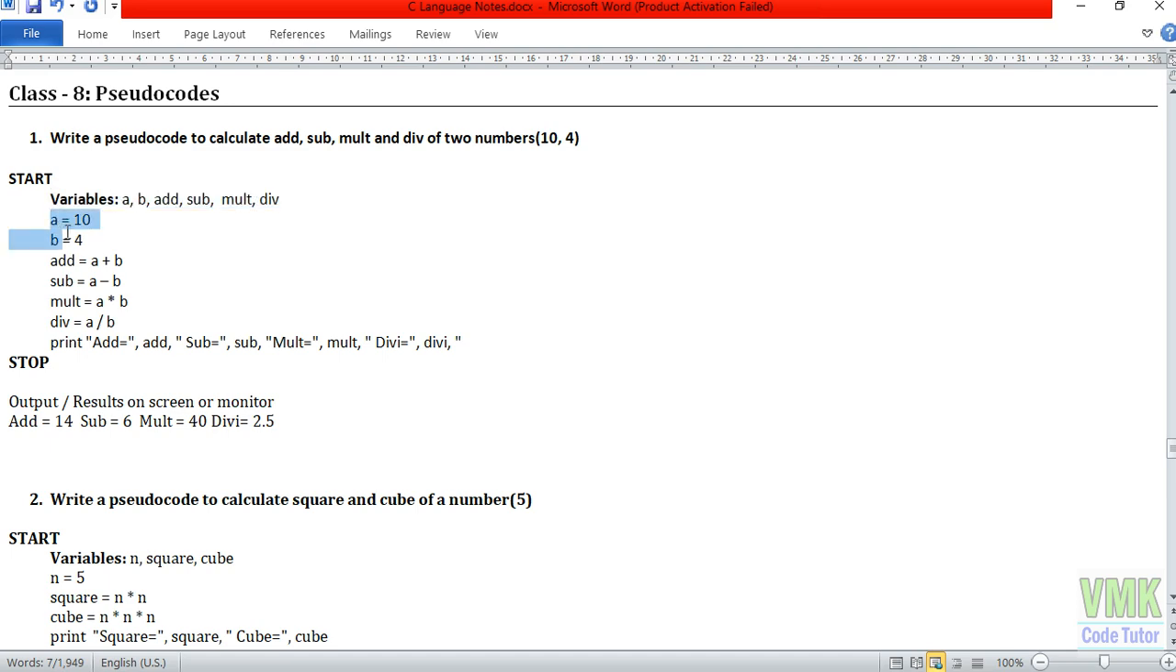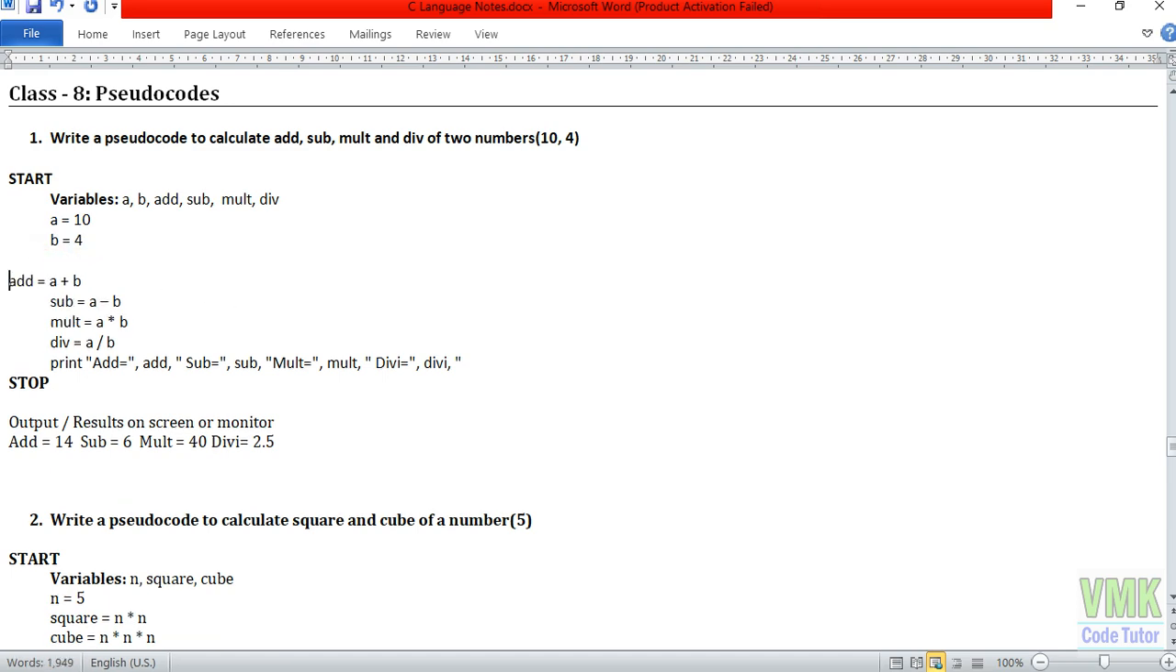Now store the values into variables first. First step is what? Store the values into variables. That is, 10 and 4 I store into the variables. A is equal to 10 and B is equal to 4. So I store 10 into A and 4 into B. This is the first step.